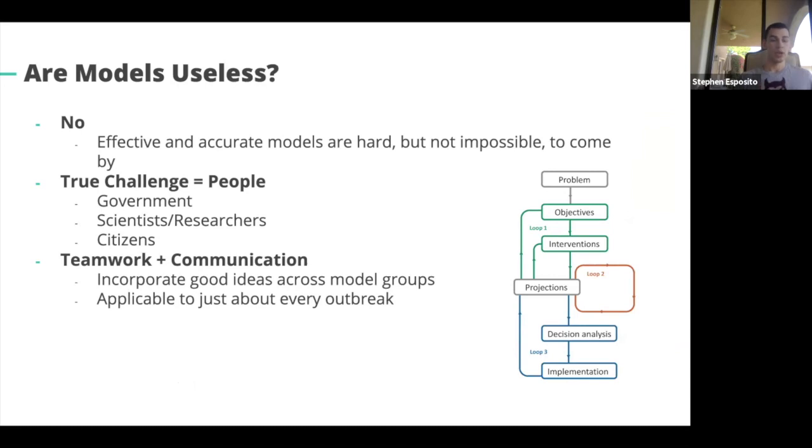We need to incorporate, or these modeling companies need to incorporate, a teamwork and communication-based model, similar to the one on the right, following that diagram. We need to incorporate good ideas across all the modeling groups. That way, all the voices are heard and we can find a solution that is as close as possible to making everyone happy. And this modeling framework is applicable to just about every outbreak, whether it be a virus or a pest outbreak amongst agriculture, pretty much every outbreak. Next slide.